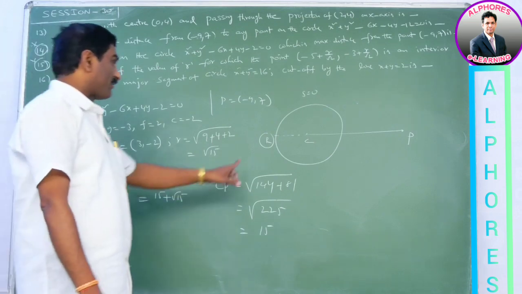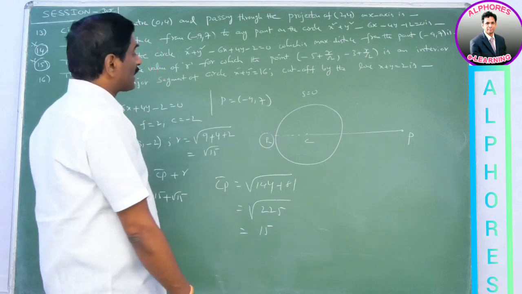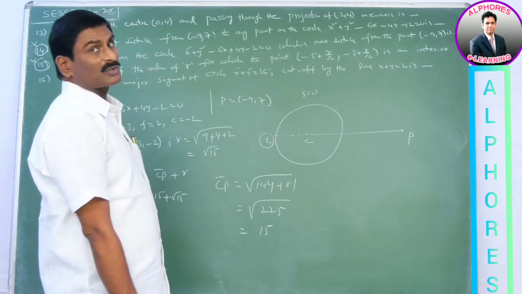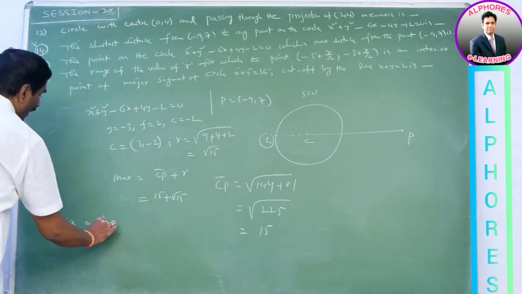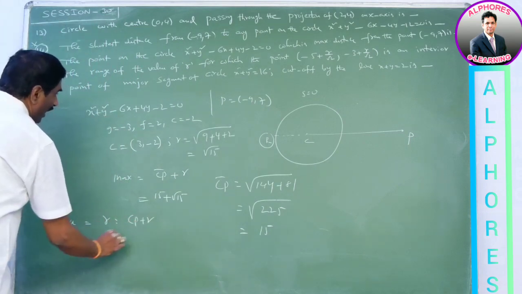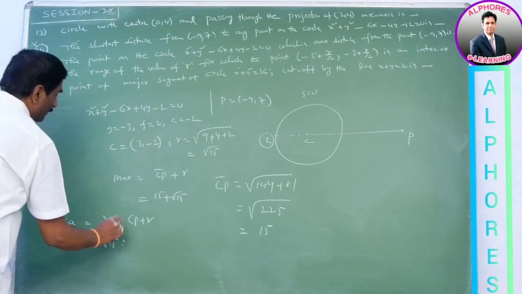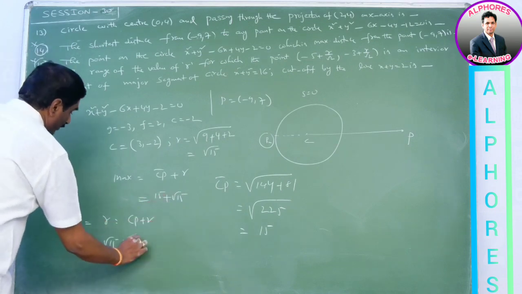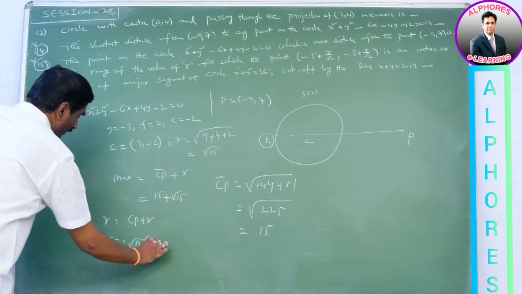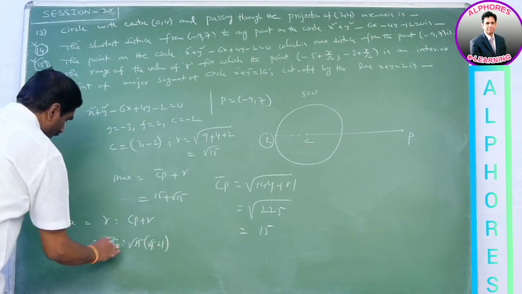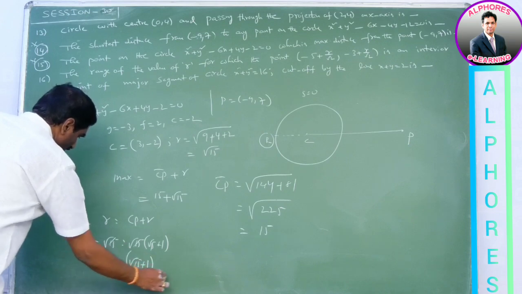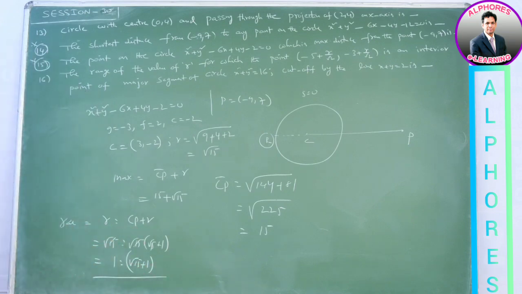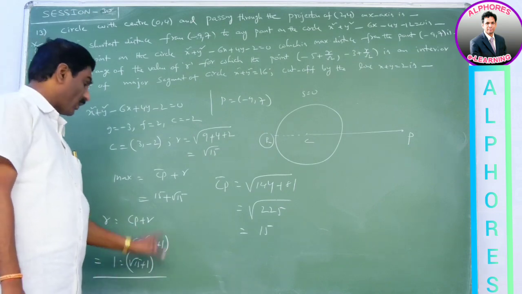Now, for getting the required point, the line segment CP is divided in the ratio of R is to CP plus R externally. R is equal to root 15. CP plus R is equal to 15 plus root 15. The common term is root 15. Root 15 plus 1. Root 15 cancels. 1 is to root 15 plus 1. M is to N is equal to 1 is to root 15 plus 1.